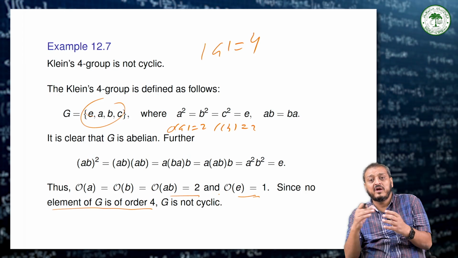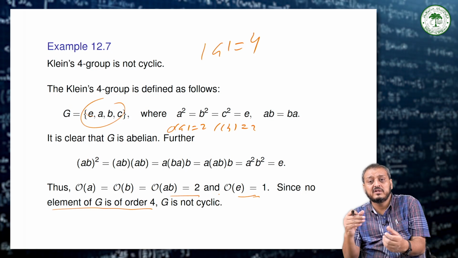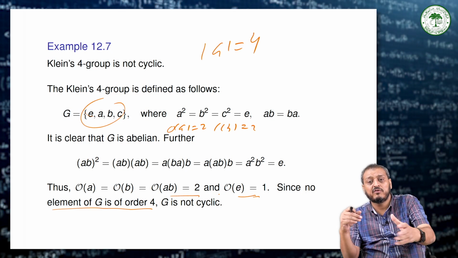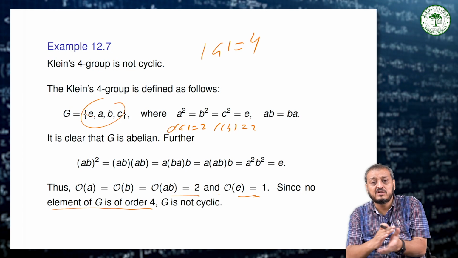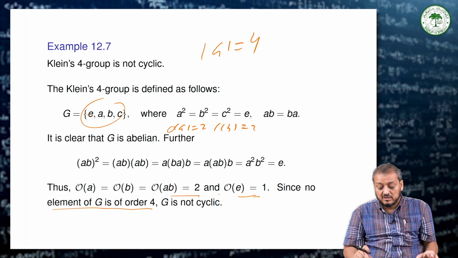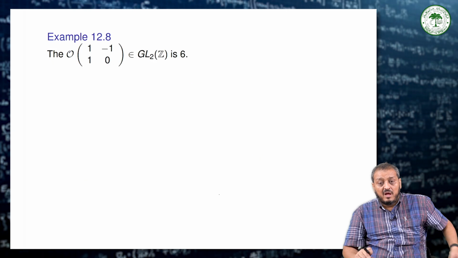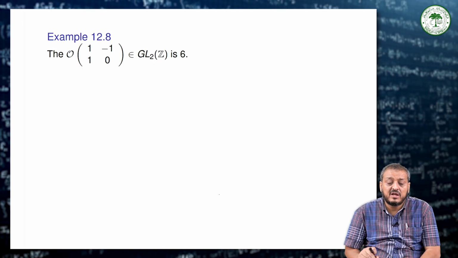If we cannot find any element of order 4, then this cannot generate the whole group. If it does not generate the whole group, then this group is not a cyclic group, we can say that. Let us try another example.